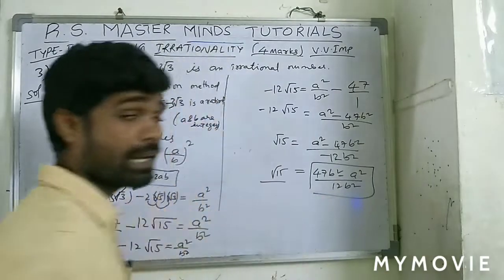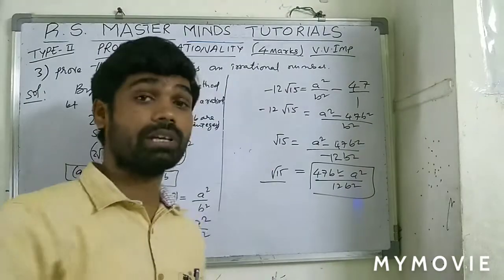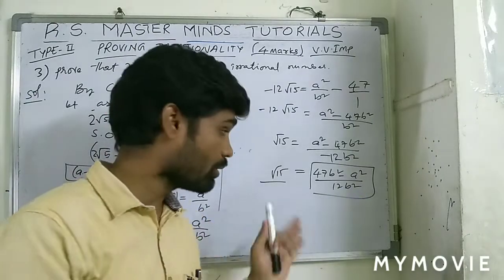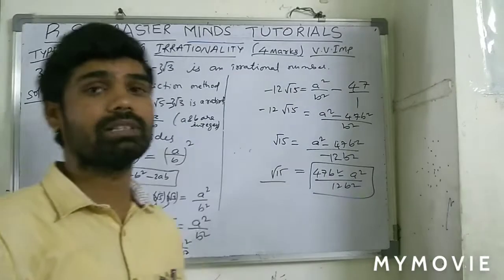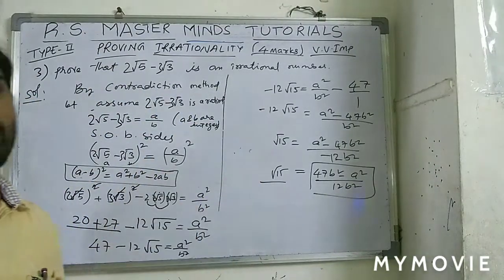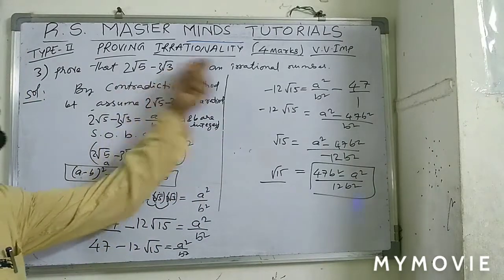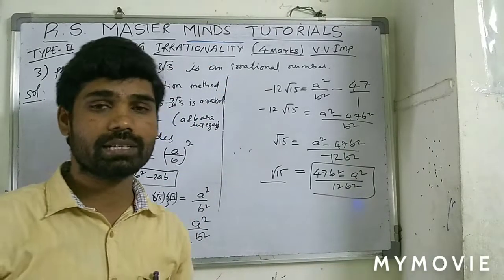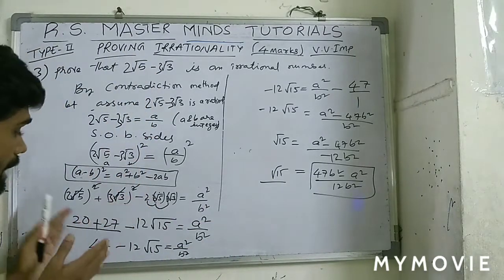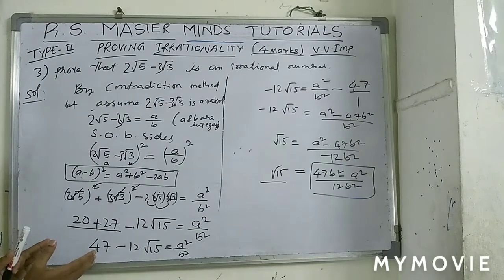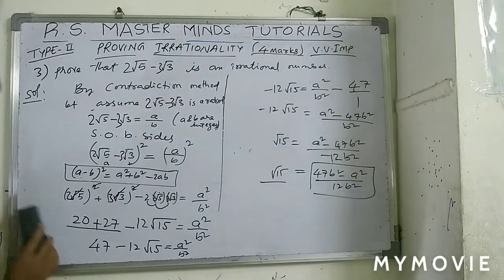The same, it is a rational number. When this is a rational number, this is also a rational number. But we know very well that under root of 15 is not a rational number, so what is it? Irrational number. Then what do we say? Our assumption is wrong. When our assumption is wrong, what is the right one? 2 under root 5 minus 3 under root 3 is an irrational number. I hope you have understood. This is about type 2, and type 3 will start from here, which means some small problems. I will continue with that also. We will close up this topic.